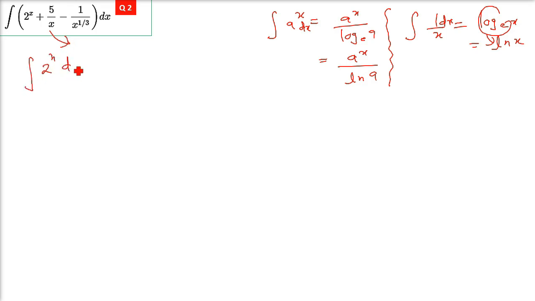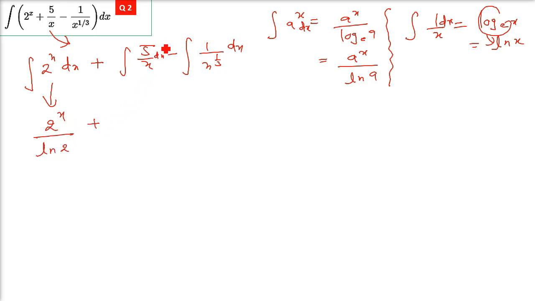So we have this 2 raised x dx, and then we have 5 by x dx. So the first step is to separate all these terms and then deal with them one by one. We have 1 by x raised 1 by 3 dx. So this 2 raised x is simply integration of a raised x. It will be a raised x by log a, and since log is base e, I'm writing ln 2. What is 1 by x dx? We just discussed it. It's ln x. So we have 5 into ln x here.